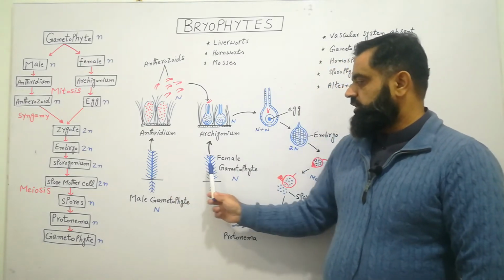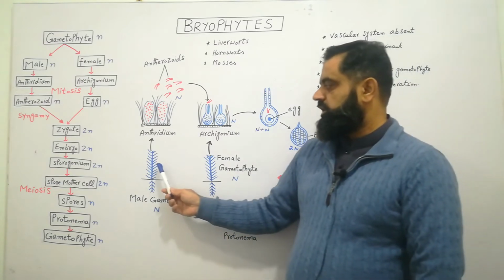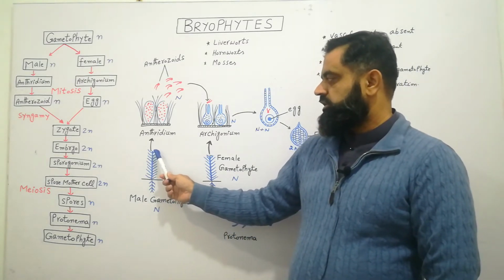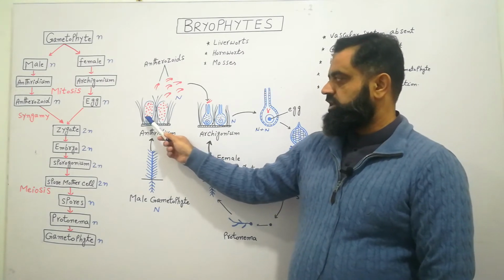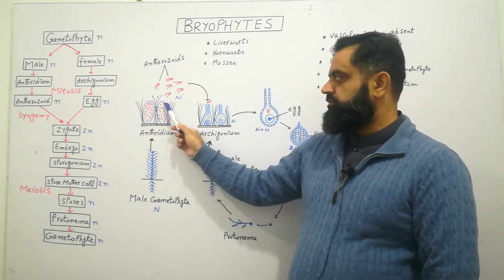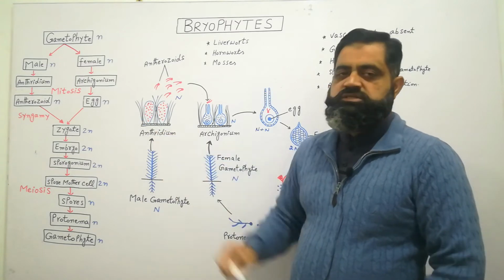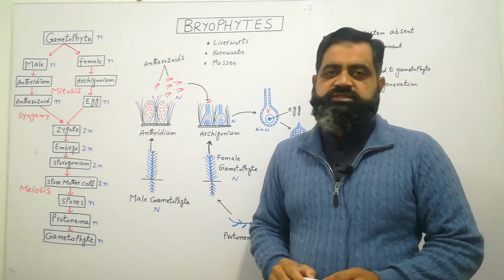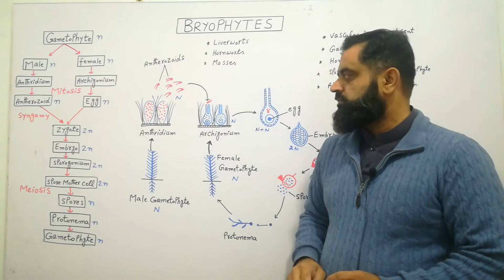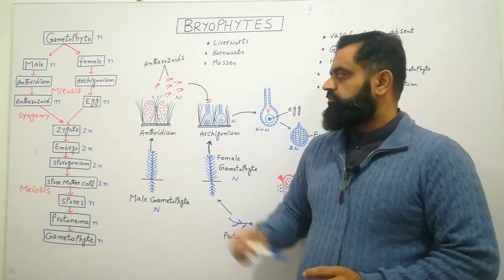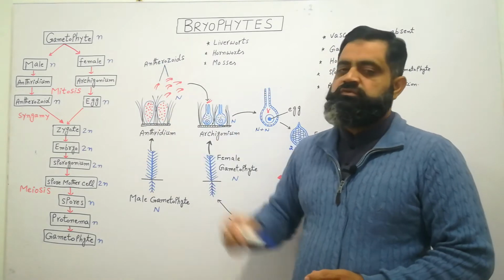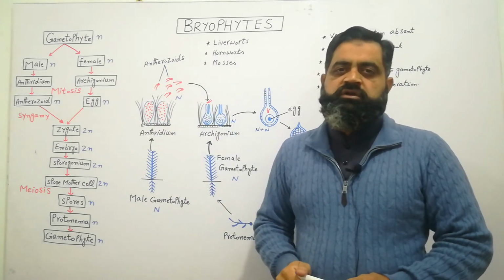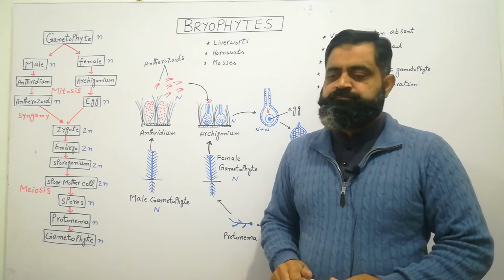On male and female plants, the male plant produces at the tips a reproductive organ known as the antheridium. As you can see in this diagram, the sac-like structure is the antheridium, while these are sterile hairs which protect the antheridium. These antheridia produce antherozoids, which are known as sperms, which are male gametes.